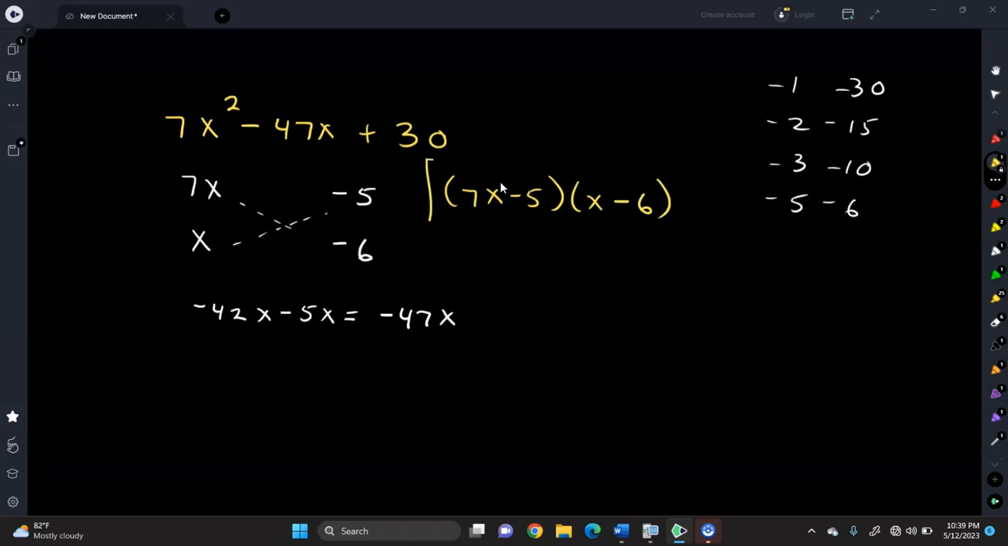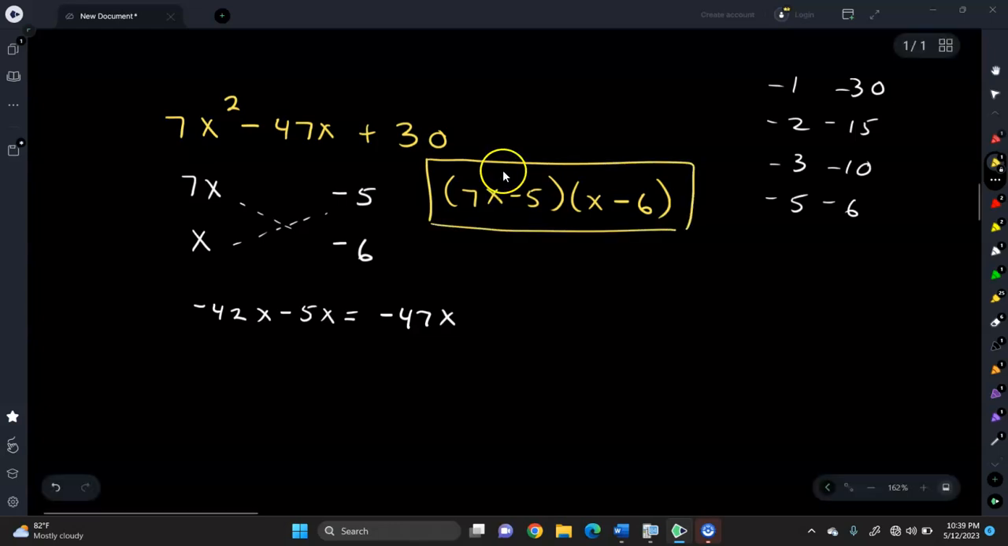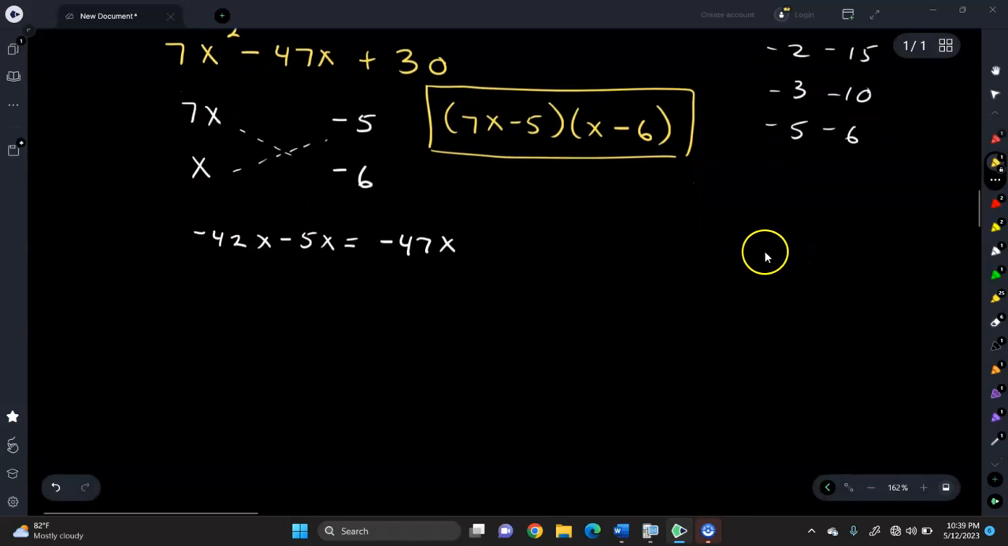Okay? Okay, let's try another one. Right? I call this the Murray method. This is kind of a method that I made up, right? So we're factoring using the Murray method.